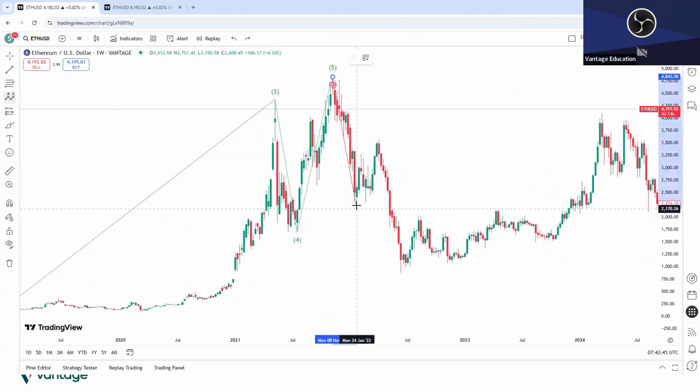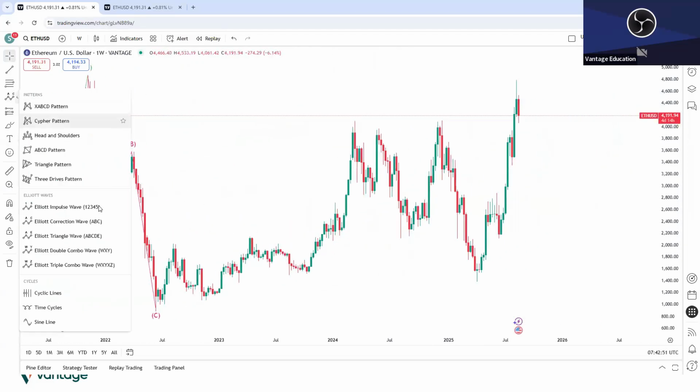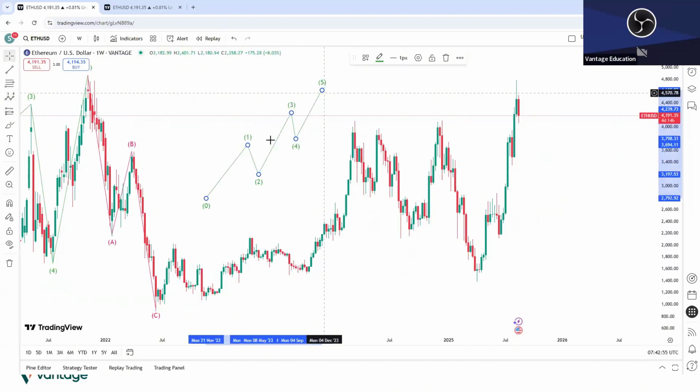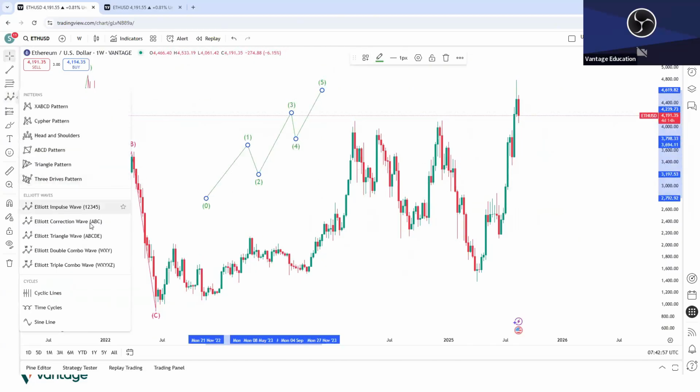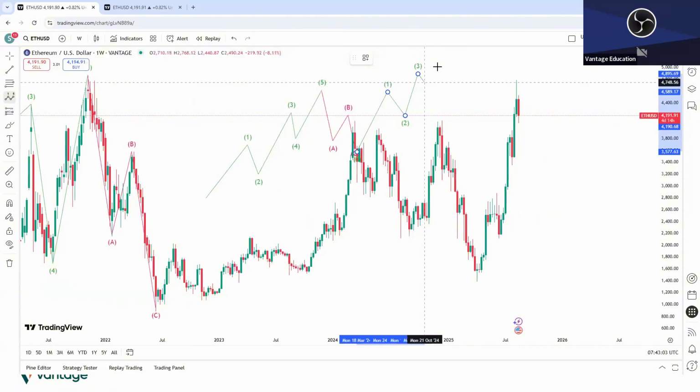And then it follows by A, B, and C. So this is a very clean structure. And now we start with wave 1 again. So remember, it's A, B, 1, 2, 3, 4, 5, followed by A, B, C down, and then followed by 1, 2, 3, 4, 5 again.